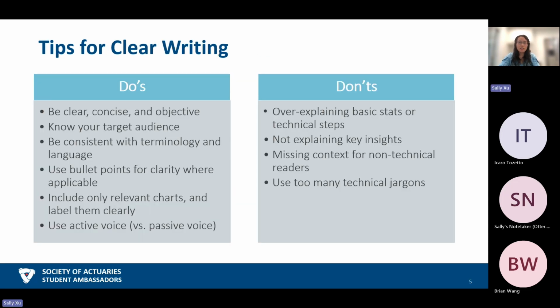So let's talk about some tips for good, clear, concise writing. So first, the do's. Some of these I would say are pretty obvious, but I really want to put them here as a reminder and just really stress those important things. Be clear, be concise, and objective. So aim for precision here. You want to say exactly what needs to be said.